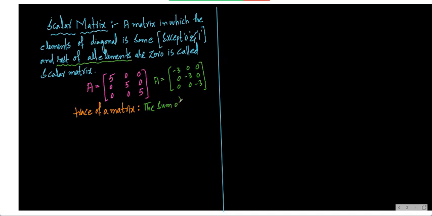Next, trace of a matrix. The sum of elements of diagonal. The sum of the elements of diagonal is called trace of a matrix.